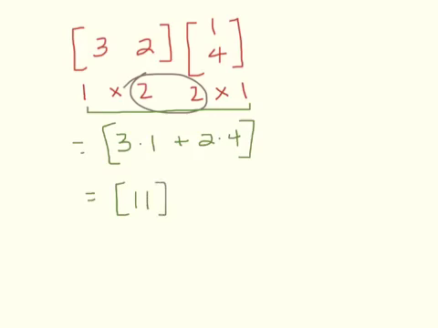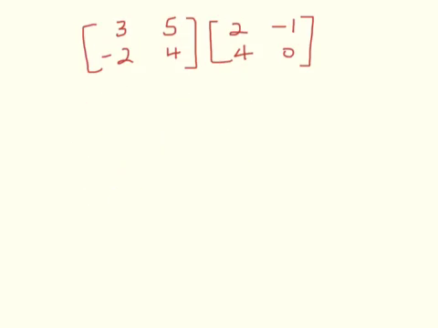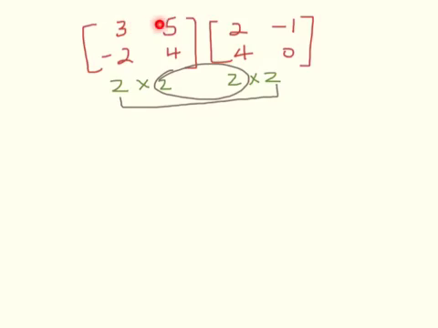So let's try something with a little bit more to it than a final answer of a 1 by 1 matrix. Now these two matrices are both 2 by 2. And since the numbers in the middle are equal, we can multiply them, but we will have a matrix as a result that will be 2 by 2. So we're going to start exactly the same way we did before. We're going to take the first row and multiply it by the first column, identically to what we did in the first problem.